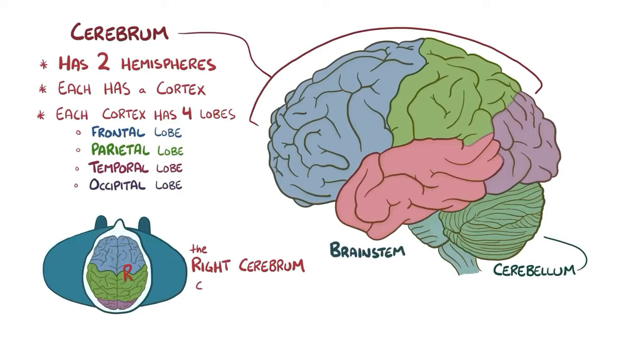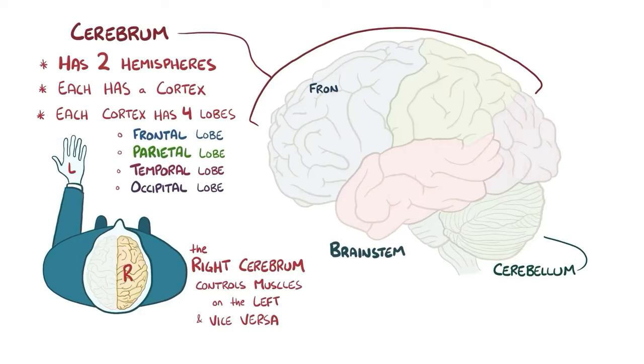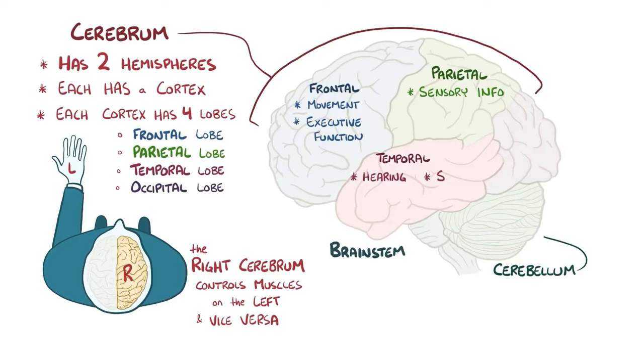The right cerebrum controls muscles on the left side of your body and vice versa. The frontal lobe controls movement and executive function, which is our ability to make decisions. The parietal lobe processes sensory information, which lets us locate exactly where we are physically and guides movement in three-dimensional space. The temporal lobe plays a role in hearing, smell, memory, as well as visual recognition of faces and language. Finally, there is the occipital lobe, which is primarily responsible for vision.